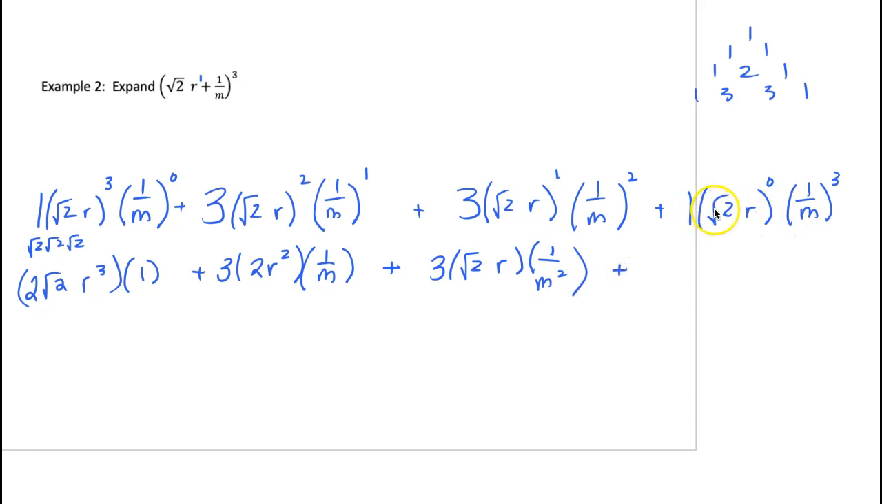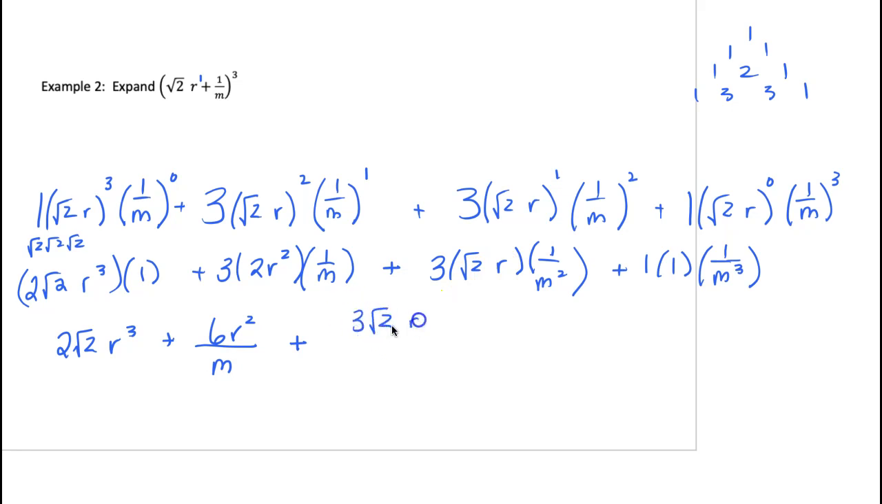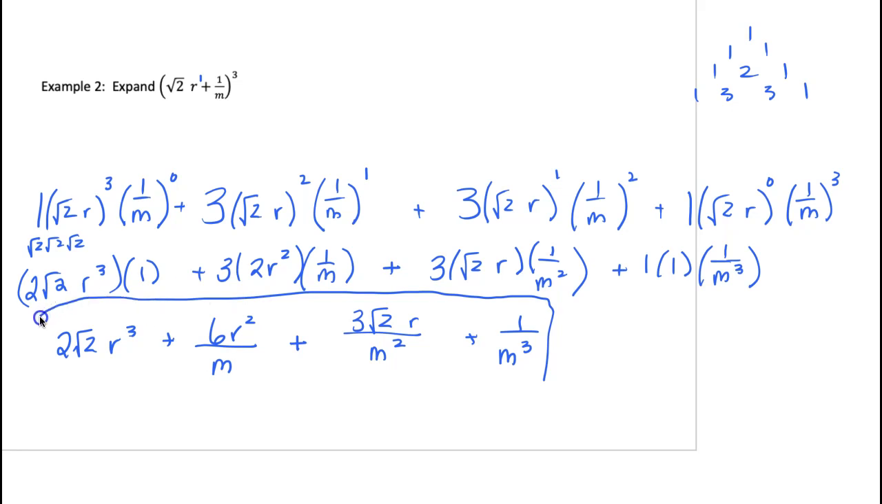And in our last term, our square root of 2r to the 0 power will be a 1 times the 1 that was already there, and then 1 over m cubed is going to be 1 with our m to the third power. And now simplifying, we've got 2 square root of 2 times r to the third power. 3 times 2 will be 6, r squared in the numerator, and then m to the first in the denominator. 3 square root of 2 times r in the numerator, and then m squared in the denominator. And finally, a 1 in the numerator and an m cubed in the denominator. And that concludes binomial expansion.